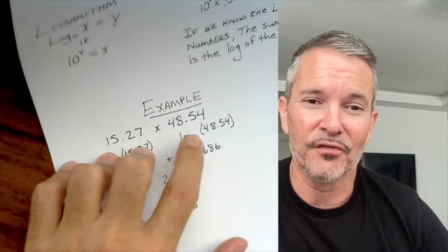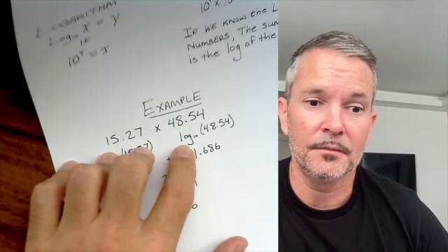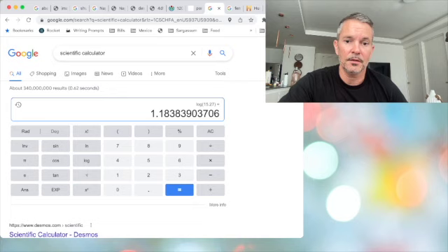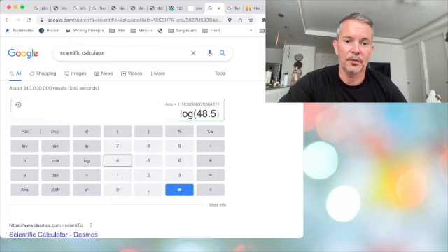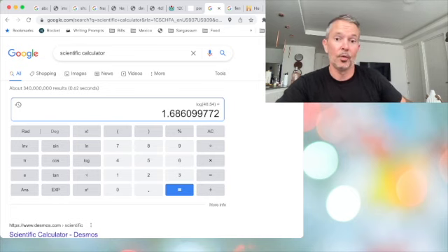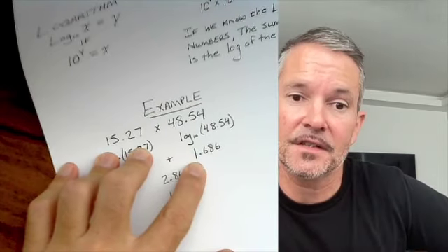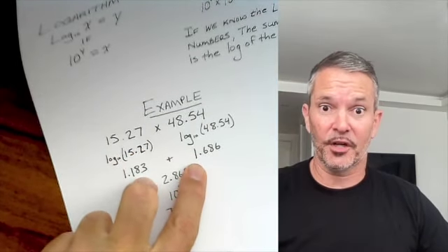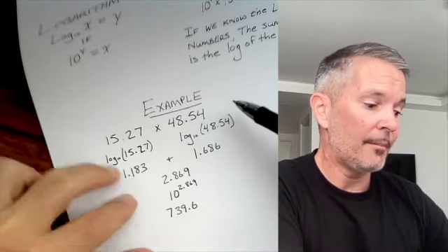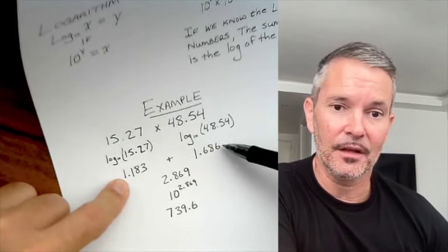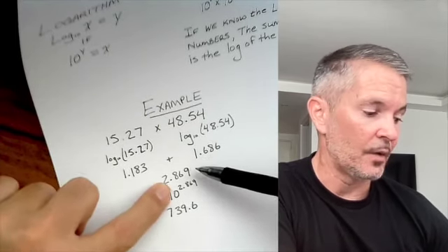Okay, now I'm going to take the log of 48.54. Let's see what that looks like. So I'm going to clear out this number and take the log of 48.54. And I'm going to end up with 1.686. All right, let's record 1.686. Now, by the algebraic laws that I was just showing you, I can come up with the product of these two numbers by simply adding together these logs.